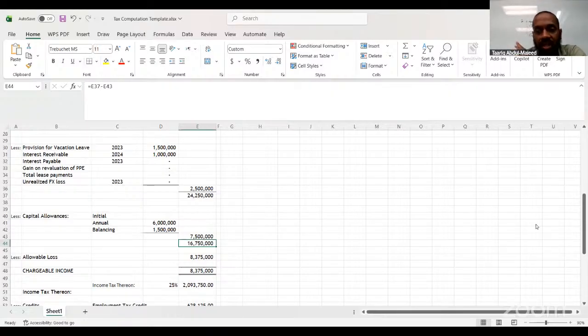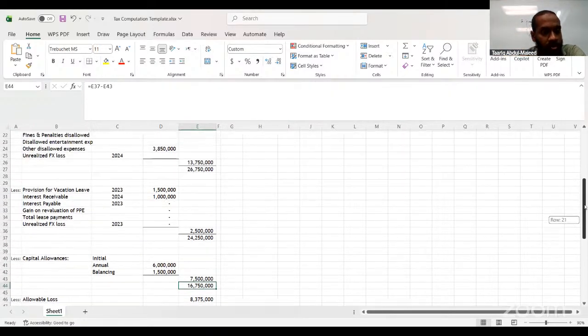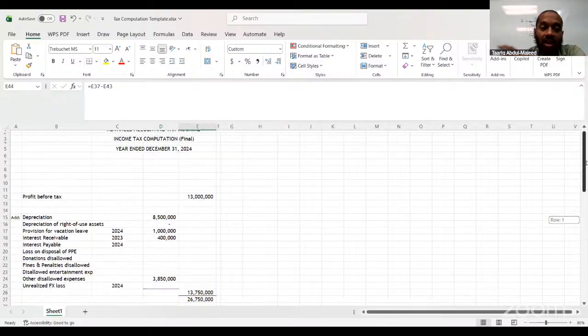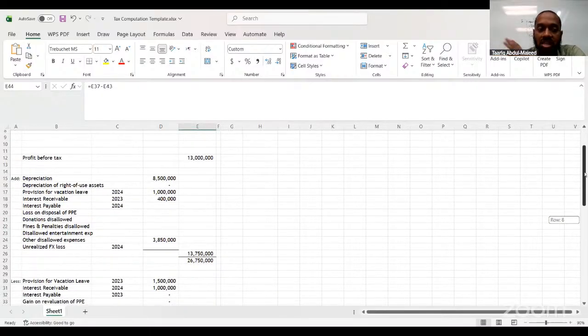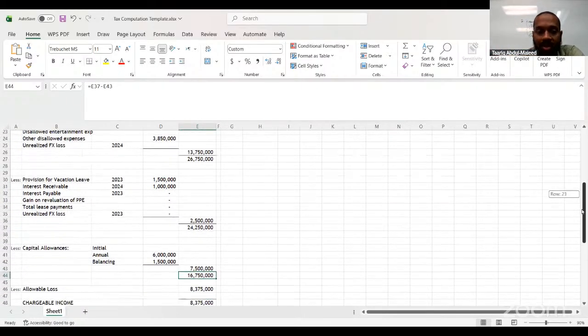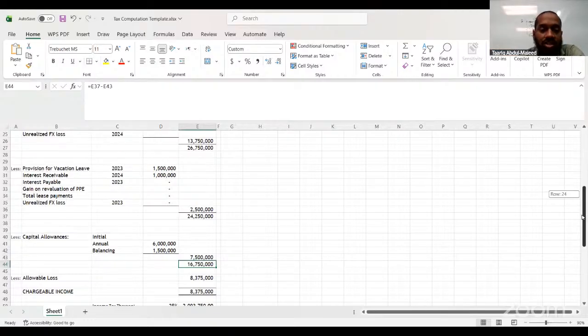Unfortunately, in this question I didn't have a loss on disposal. To get that, you'd have to add back the loss on disposal. Our loss on disposal is based on your net book value versus what you sell it for, not the capital allowance schedule, but your fixed asset register.